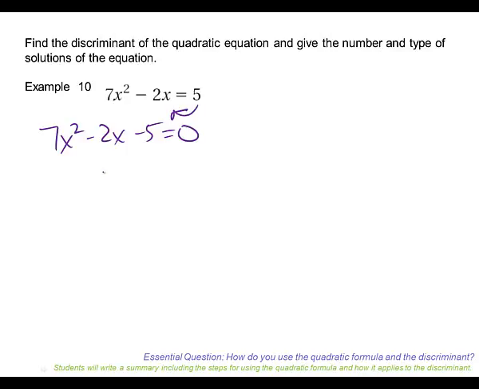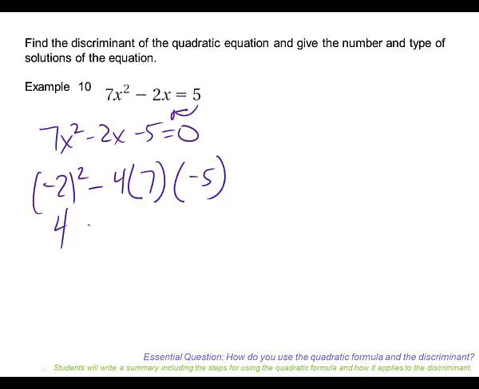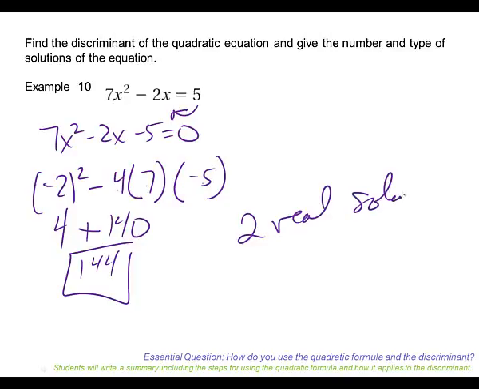All right, let's check it together. Zachary, what's your b value? Negative 2, so negative 2 squared minus 4. Let's see, Chris, what's the a value? 7, good. And then Augustine, what's the c value? Good. Okay, so what's negative 2 squared, everybody? 4. Negative 4 times 7 times negative 5, what'd you get? 140. Well, 4 plus 140 is? Good. So that's the value of the discriminant. How many and what type of solution? 2 real solutions.